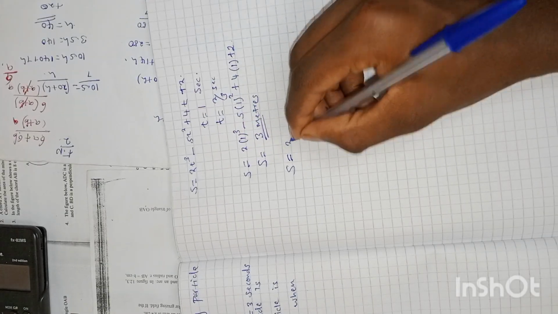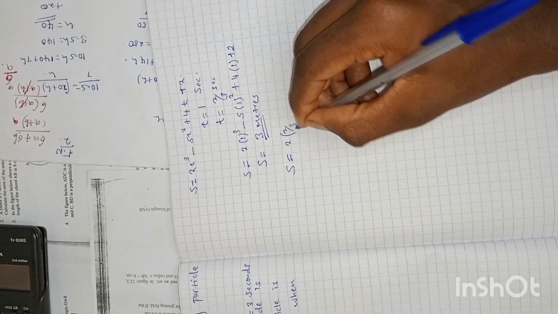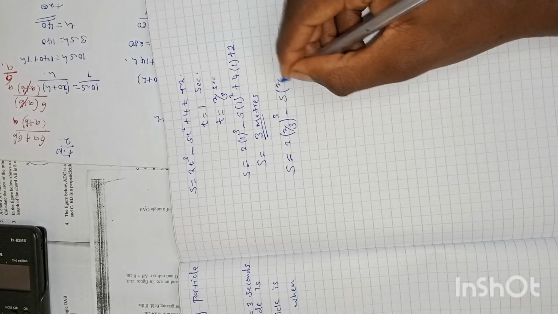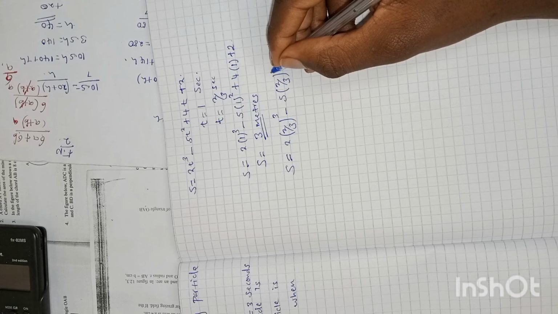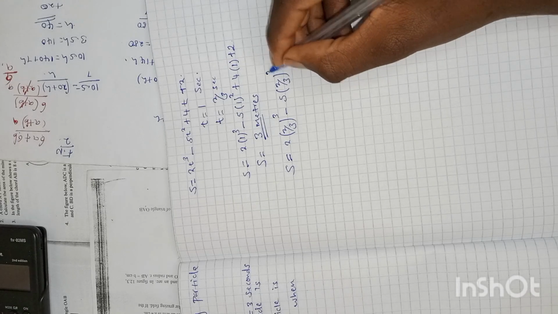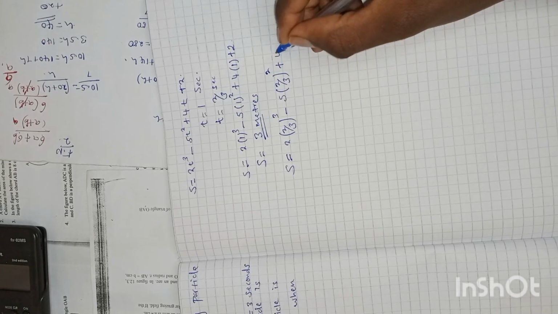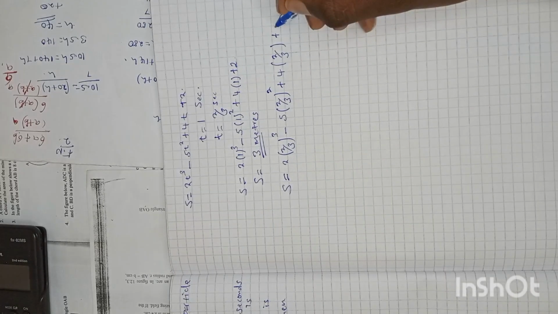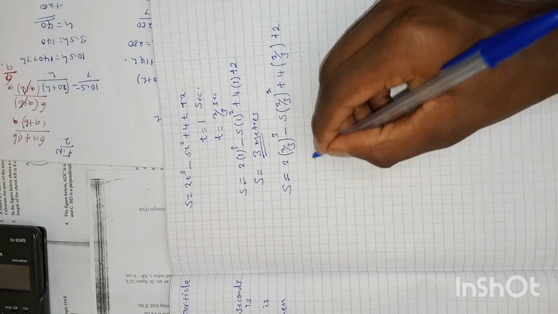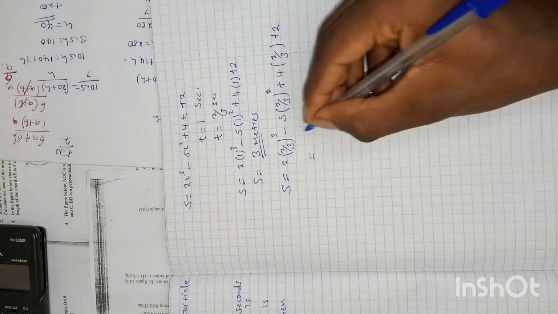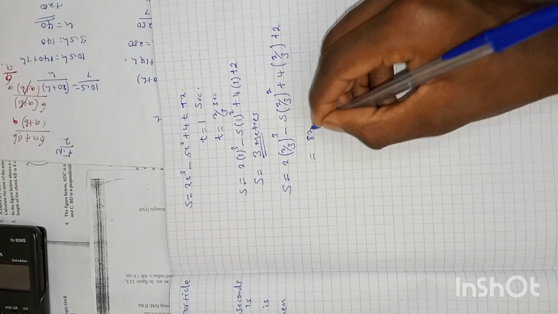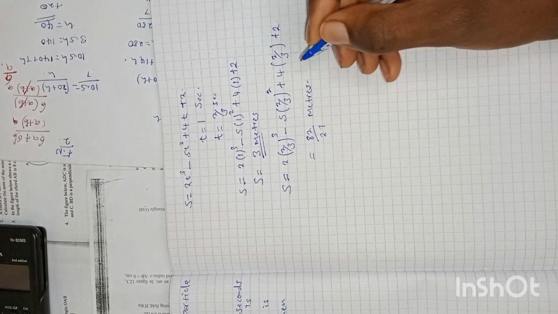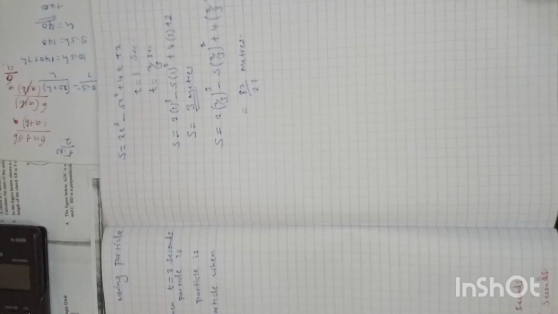Replace directly. So 2 into bracket 2 all over 3 raised to 3 minus 5 into bracket 2 all over 3 squared plus 4 into bracket 2 all over 3 plus 2. After you put it in a calculator, you'll find a value like 82 all over 27 meters. Displacement, it's always in meters. Okay, don't forget.